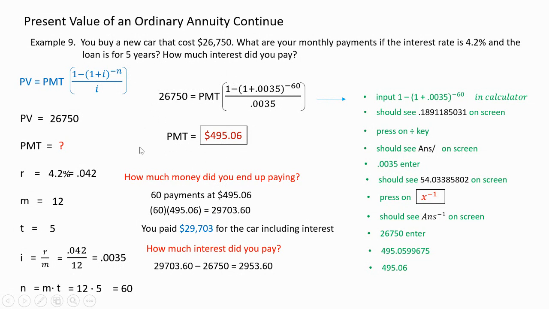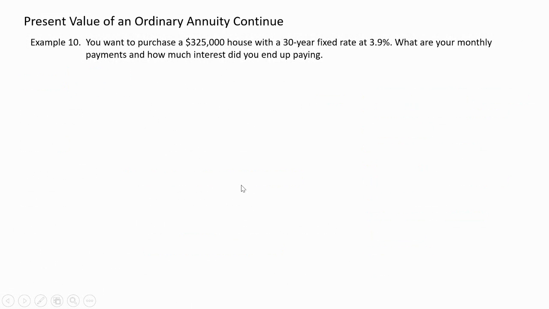That's an example that I'm going to show you, example number 10. But anyway, you end up paying $2,153.60 in interest. Now, I believe this is my last example. Say you want to purchase a house for $325,000 with a fixed rate of 9%.